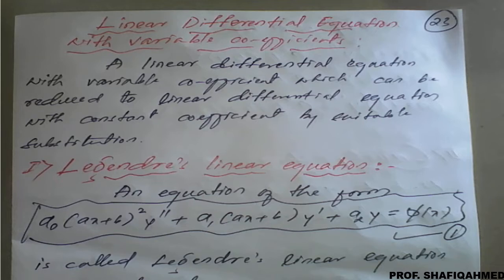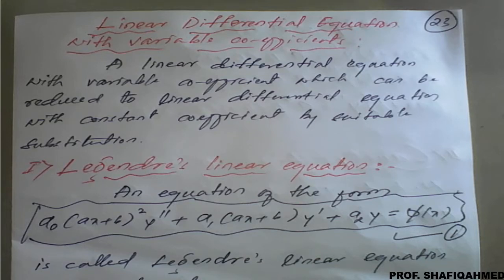In the previous class, we have seen the method of variation of parameters, and we solved it by using that formula for A and B, and we applied it in the assumed complete solution, and we got the complete solution by using that. Now we'll see one more kind of differential equation.